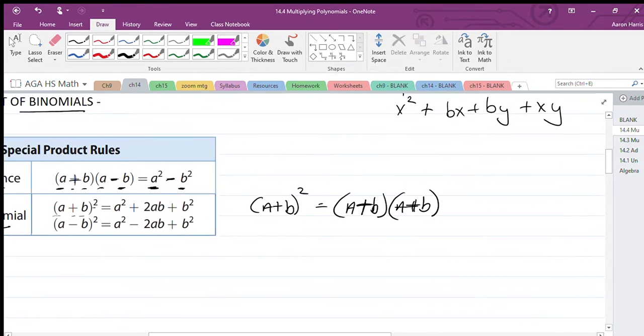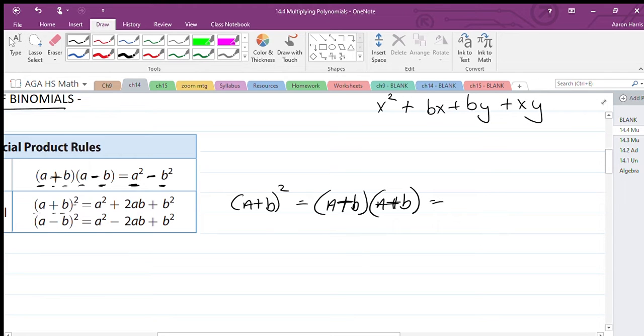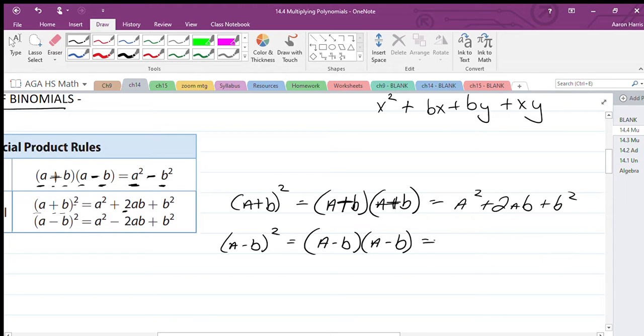So when you combine like terms in the middle, you're actually going to get 2 times whatever that is. So that's just a squared plus 2ab plus b squared. Now, the same thing applies here. If I have a minus b and I square it, what does that really say? A minus b times a minus b. So now the shortcut really just says you're going to get a squared, but now it's minus 2ab plus b squared. Does that make sense?